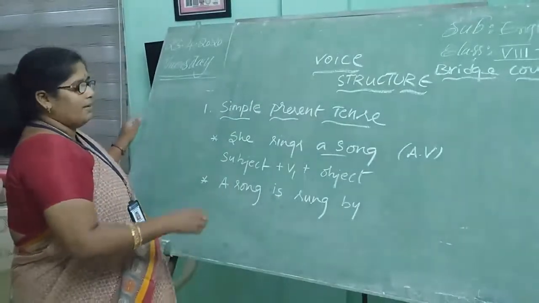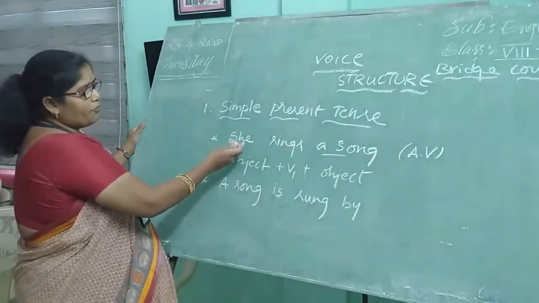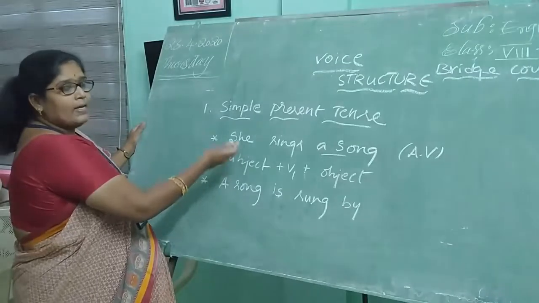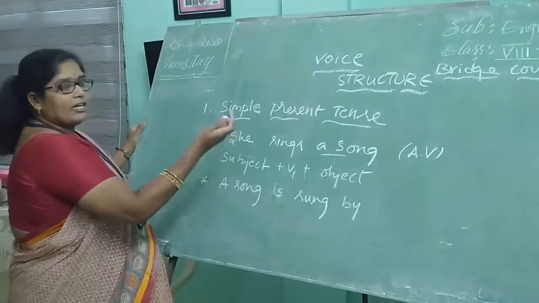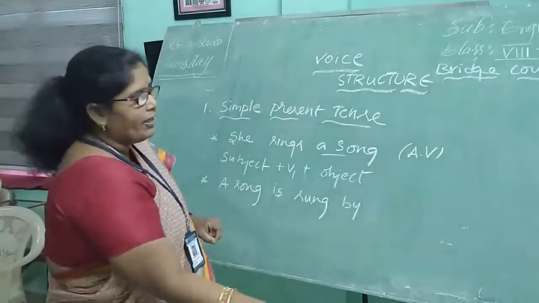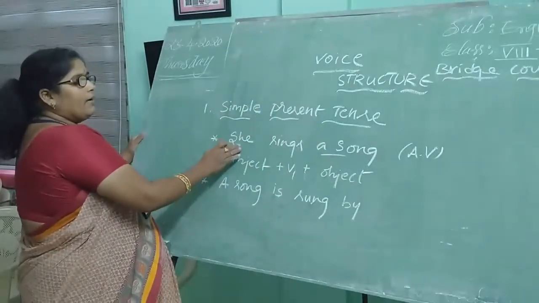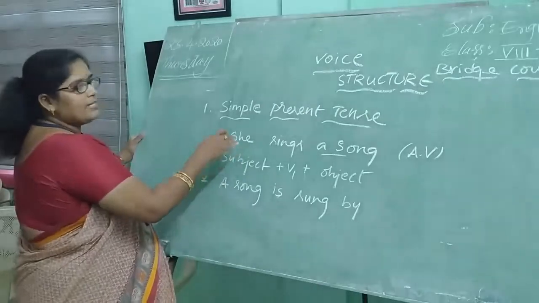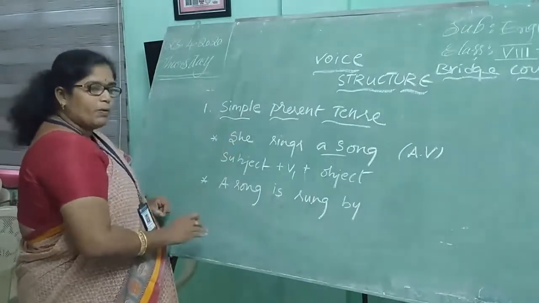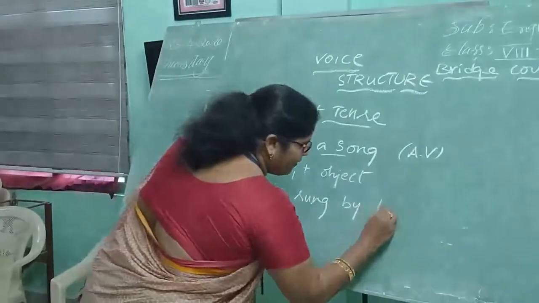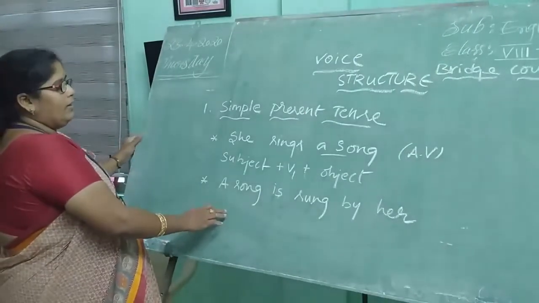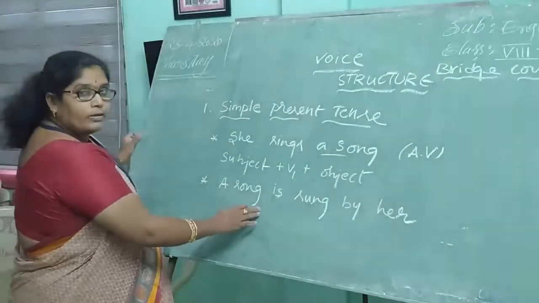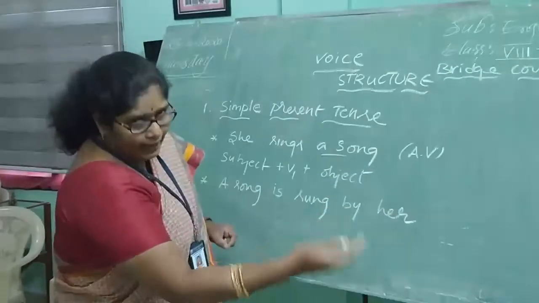And next comes fifth rule. The last rule is the subject of AV changes into object of PV. So here she is in subjective case. So when this pronoun changes into objective case, it should be changed into her, children. So the answer for this is a song is sung by her.